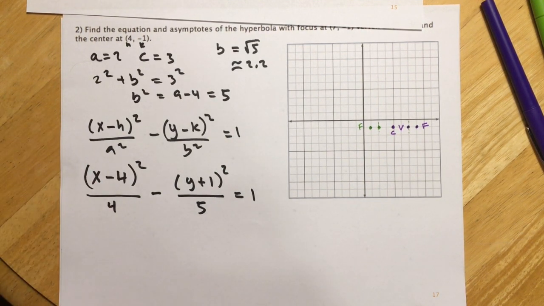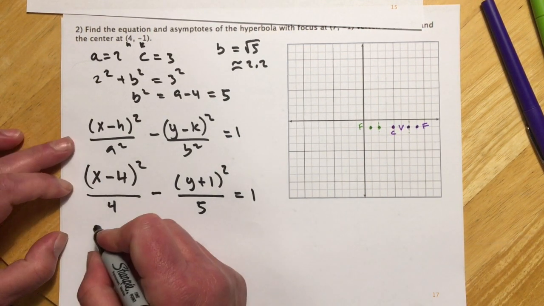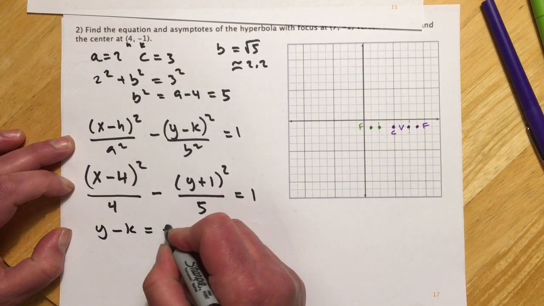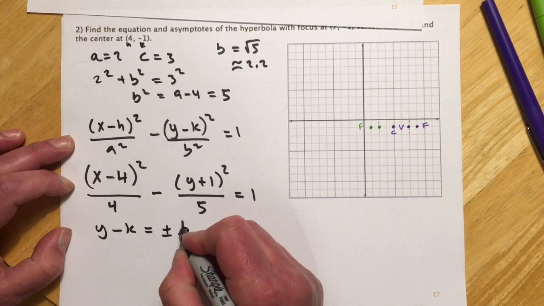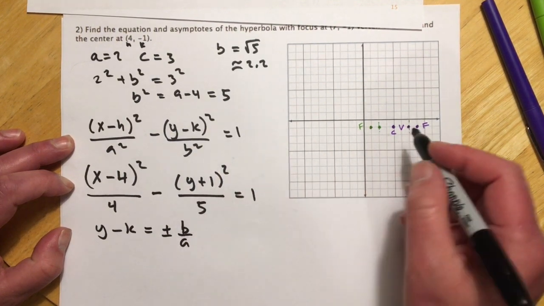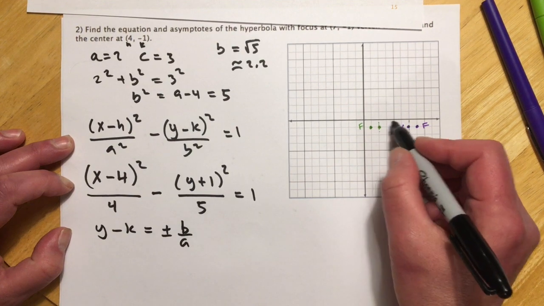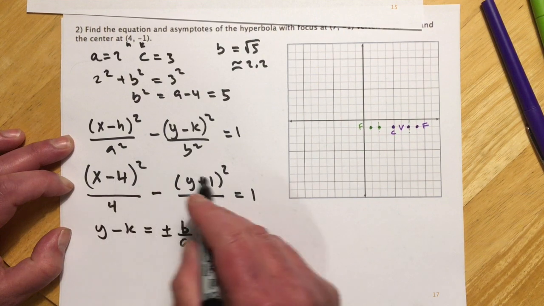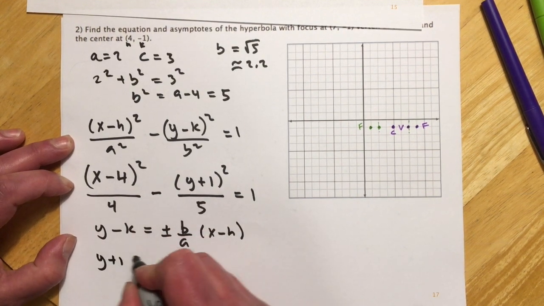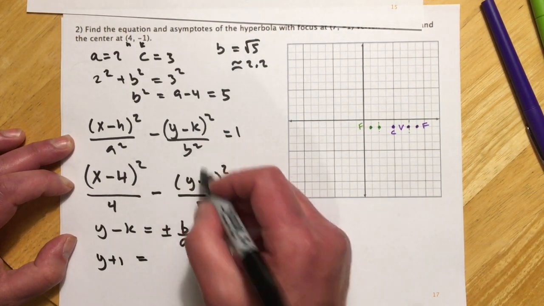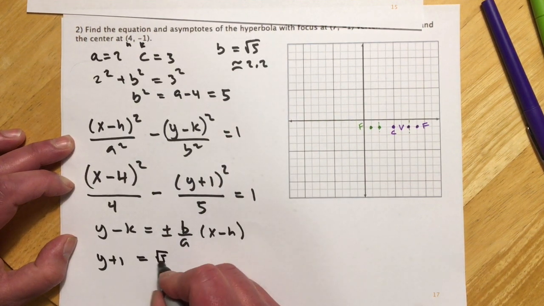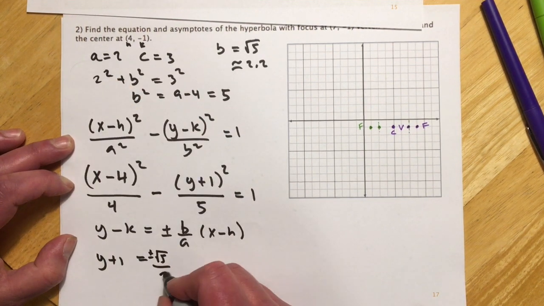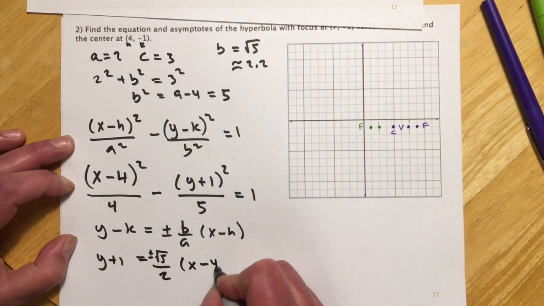So, I might as well grab the asymptotes too. So the asymptote equation for this is y minus k equals plus or minus b over a this time, so that's the part that reverses, because now b runs up and down as the rise and a is the run, and that's x minus h. So I was just grabbing from right here. y plus 1 equals plus or minus root 5 over 2, which is a was 2, and then x minus 4.